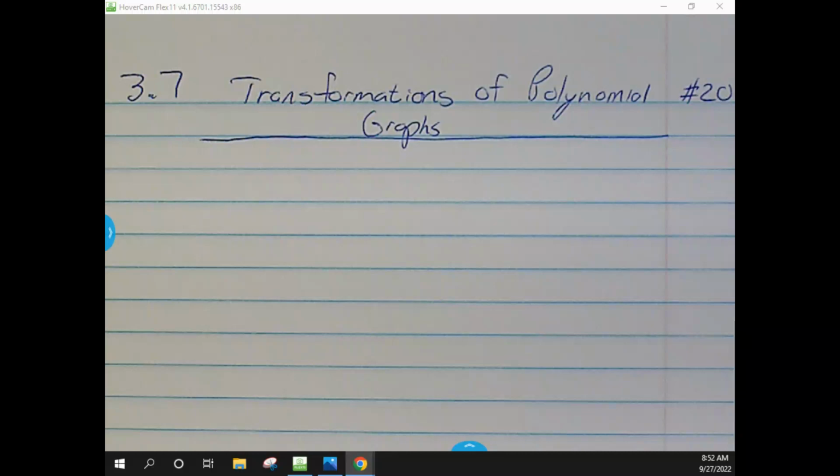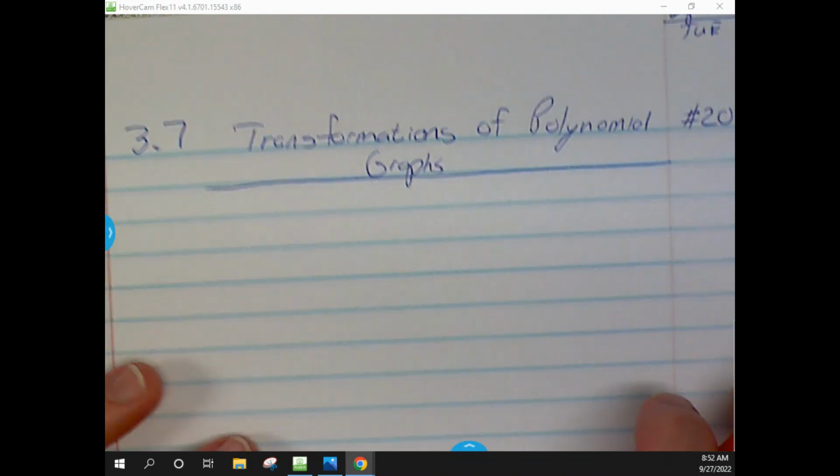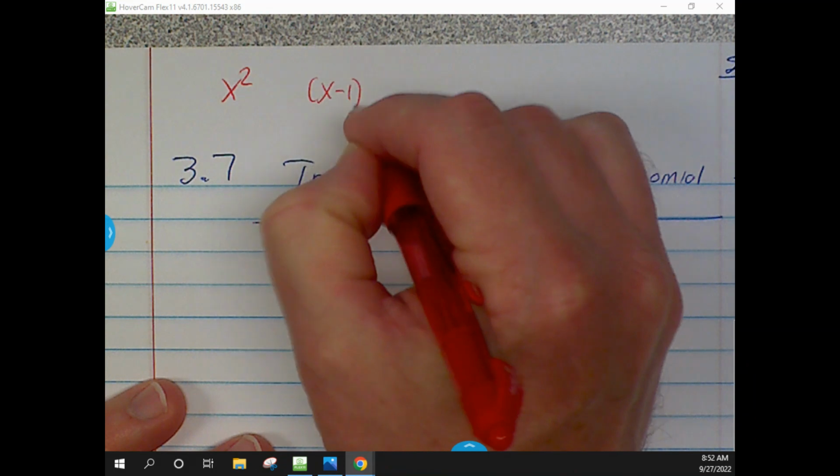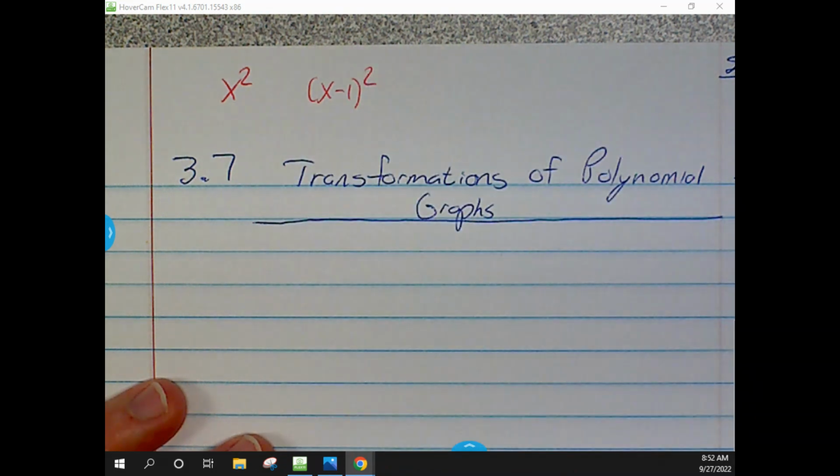All right, last section, 3.7. We're doing transformation of polynomial graphs. Now, this is going to spin off of, if you think back to when we were doing x squared, because we've done enough for quadratics that we're good. But if we were doing x squared, what happened if we did (x - 1) squared? What did that do to the graph?